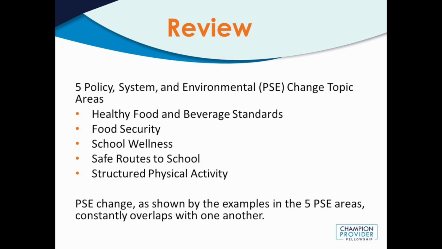To review, we covered examples of policy, system, and environmental changes in 5 topic areas: healthy food and beverage standards, food security, school wellness, safe routes to school, and structured physical activity. As you can see in the examples provided, policy, system, and environmental changes often work together. Many of the examples provided featured 2 of these changes happening simultaneously.